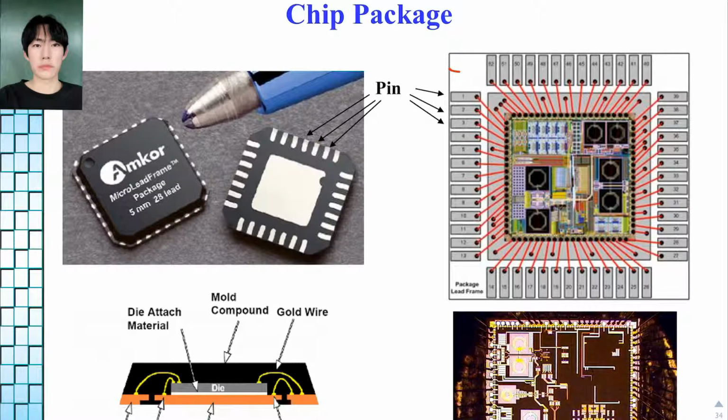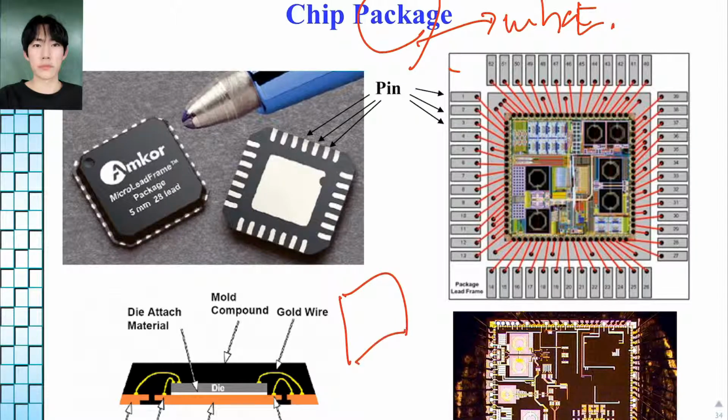First, what is the package process? Chip package process is the final processing of making a semiconductor. The usual method of packaging is to connect the die using metal wire in the package. This is the package and the connecting metal wire.